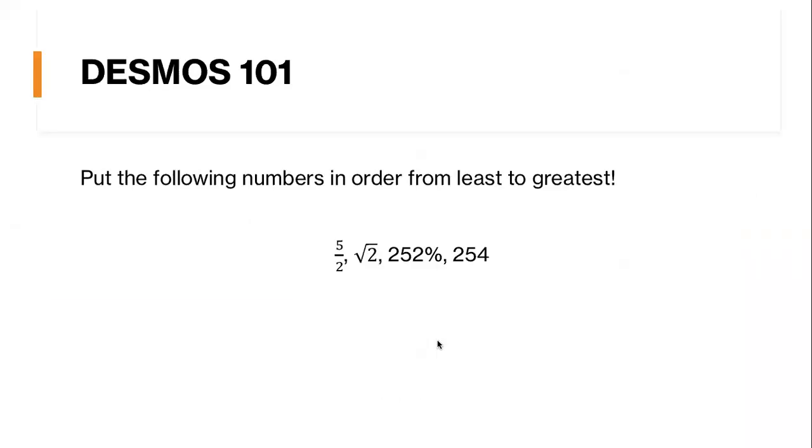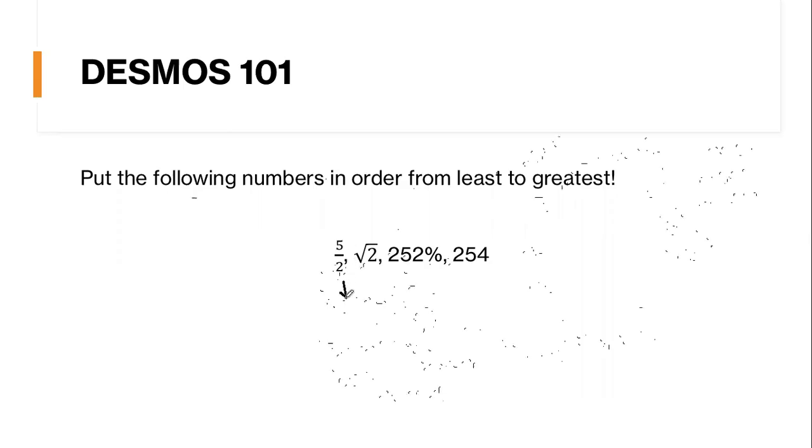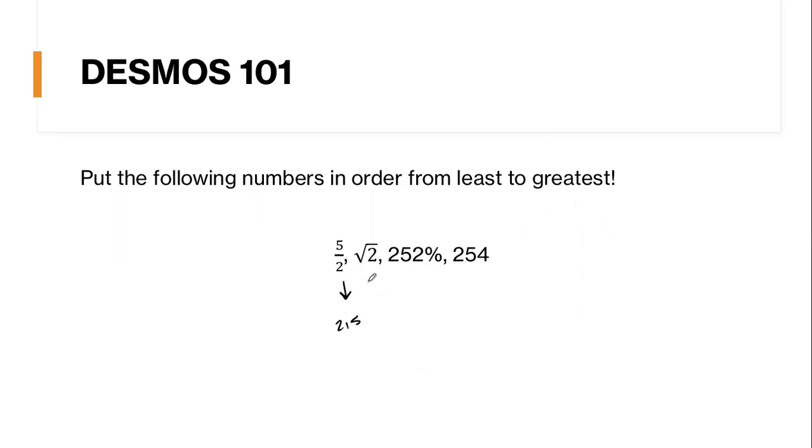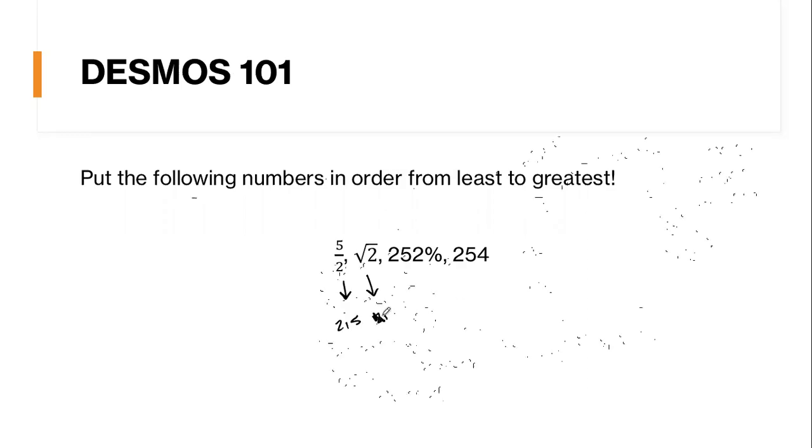Okay. Putting numbers in order from least to greatest. Well, remember, guys, you get a calculator. But doing it by hand, 5 over 2 is 2.5. The square root of 2, I think, is like 2.14 or something. Let me check really quickly on my calculator. Square root of 2. Oh, just kidding. That's 1.41. Sorry, 1.41.